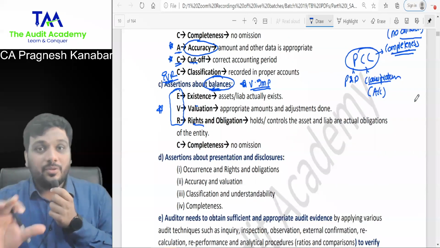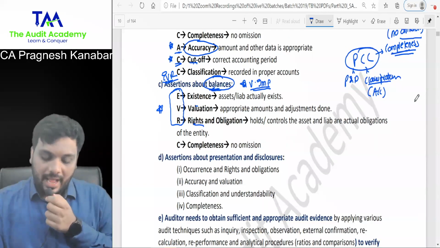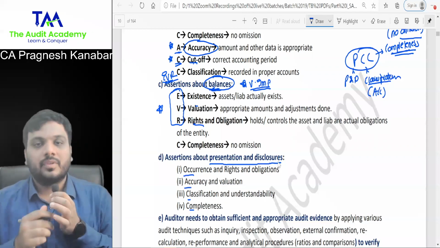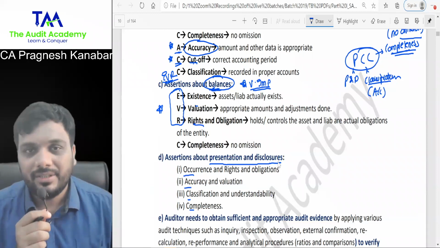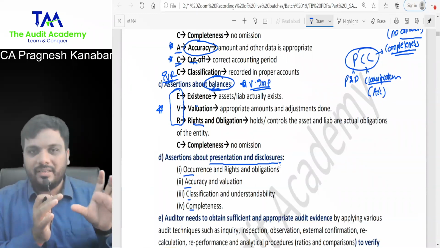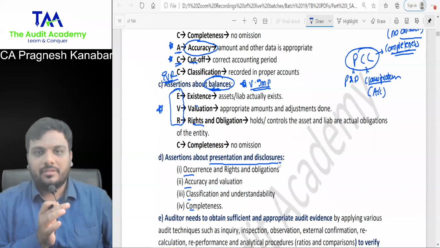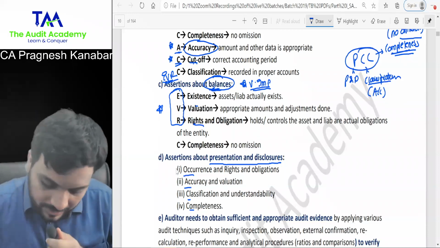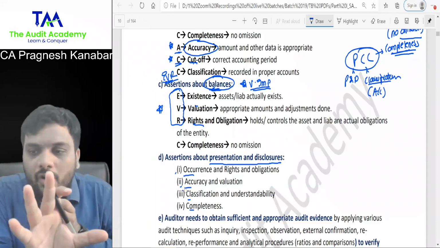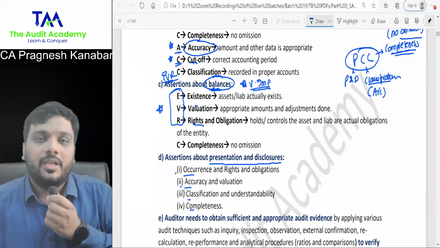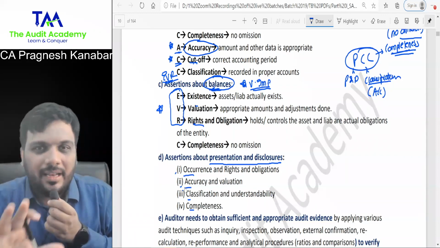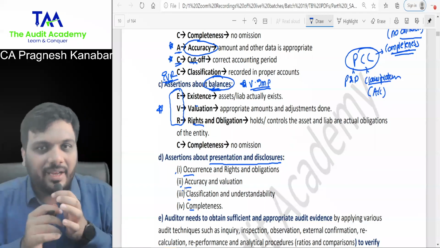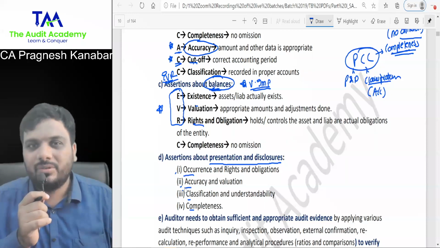Listen, if you see my textbook, I have not highlighted anything over here in assertions about presentation and disclosure. It is given as a separate category, but I have not highlighted anything. Why, sir? I just forgot. No, intentionally this was kept in a normal font without any highlight. Because, tell me, whatever you do in your balance sheet and P&L, can I say you write notes to accounts for that? Yes or no, sir? Yes, sir.